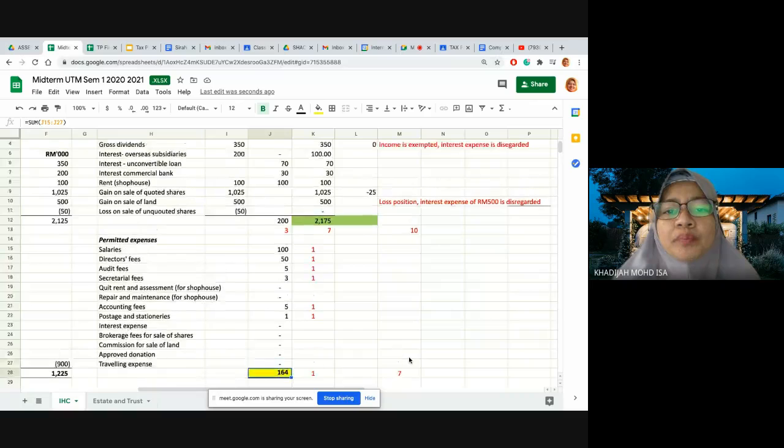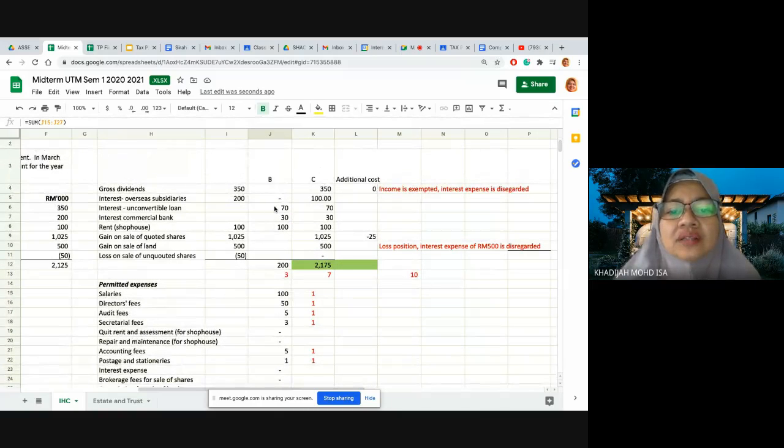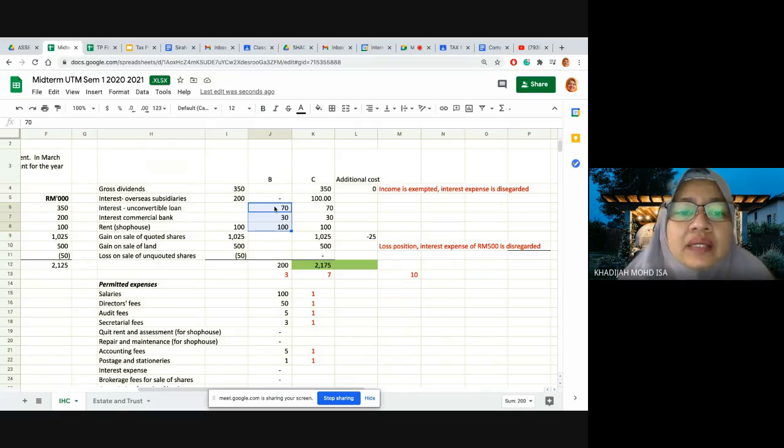How to compute your B? B is actually your taxable income only. So your taxable income is only your interest on convertible loan, interest from your commercial bank, and rental income. So how many ticks in total here? There are 3 ticks. Right, your B is 200.